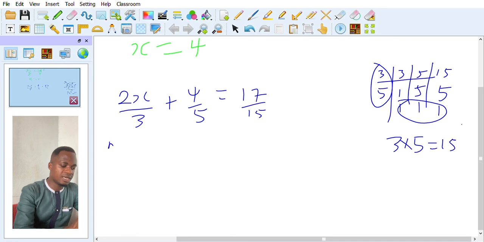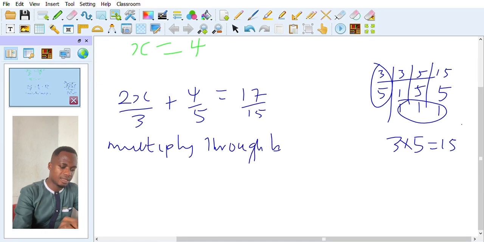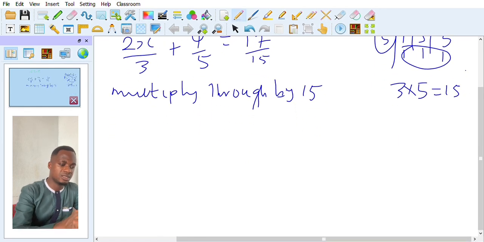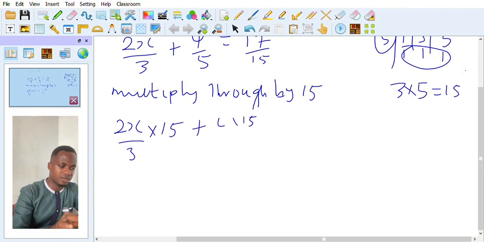Now we're going to multiply through by 15, because 15 is our LCD. So we have 2x over 3 multiplied by 15, plus 4 over 5 multiplied by 15. Okay, and then it's equal to 17 over 15 multiplied by 15.